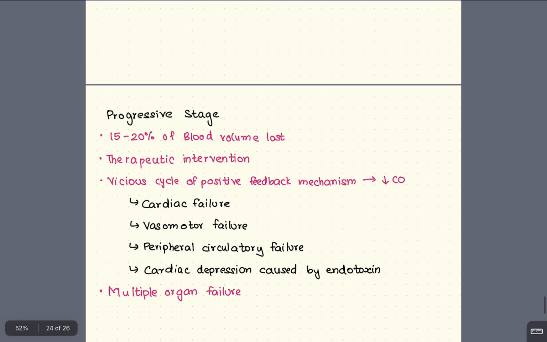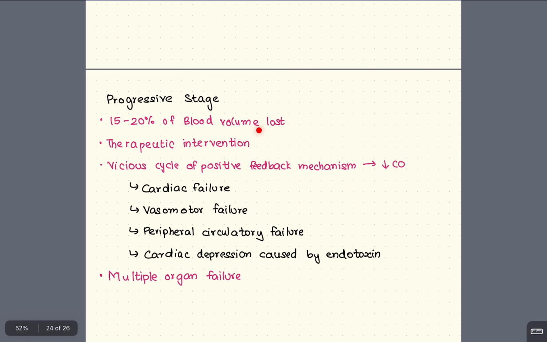Okay, now the progressive stage. In this, 15 to 20% of the blood volume is lost, and this is the stage where there should be a therapeutic intervention, or else it will progress into refractory shock. So here there is a vicious cycle of positive feedback mechanisms, and this causes a decrease in cardiac output. The positive feedback mechanisms include cardiac failure, vasomotor failure, peripheral circulatory failure, and cardiac depression, which is caused due to endotoxin. And finally everything will result in multiple organ failure. So unless there's a therapeutic intervention, there won't be an improvement in the stage.